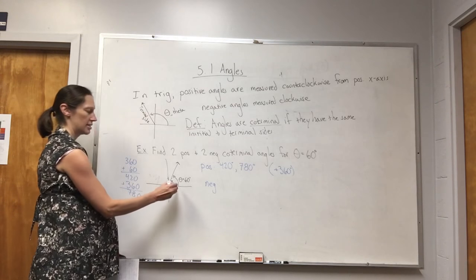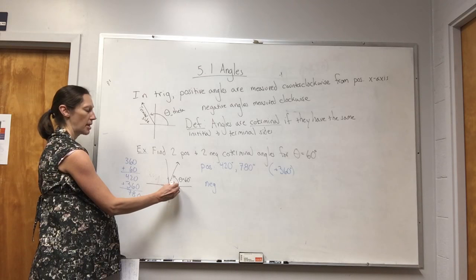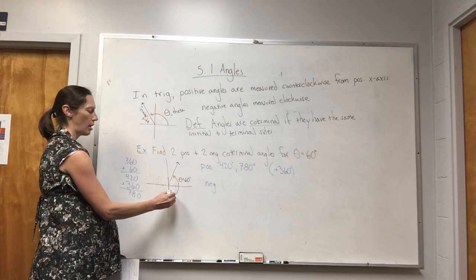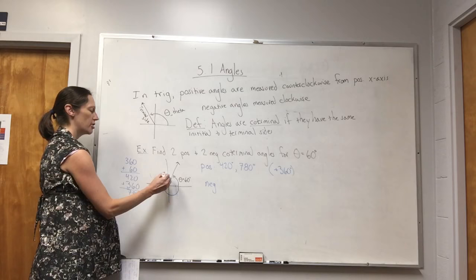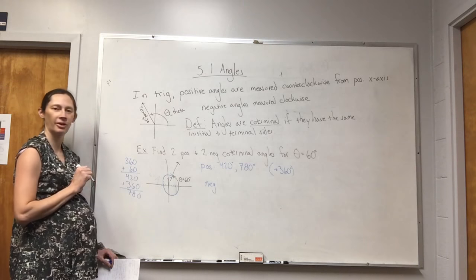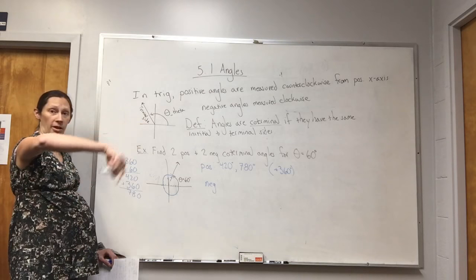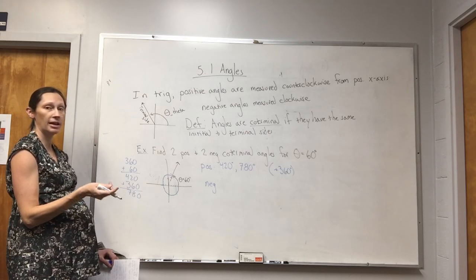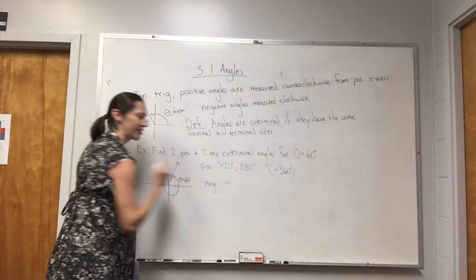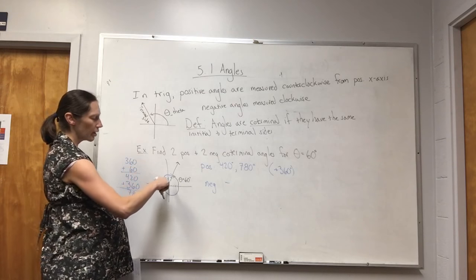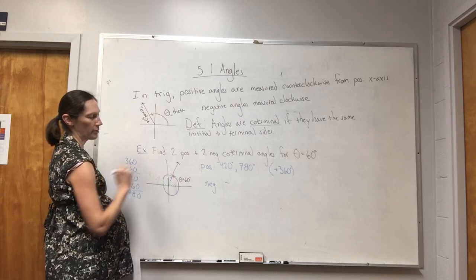Okay, still has to start out on the x-axis, but I need to travel negative, so I've got to go clockwise. Still need to stop at the terminal side. Okay, so this angle is coterminal to 60 degrees, but because I went clockwise, it's definitely going to be negative. Negative what though? If I had gone all the way around the circle, that would be 360.